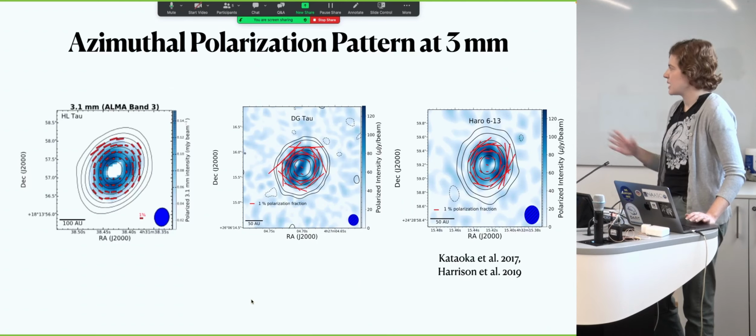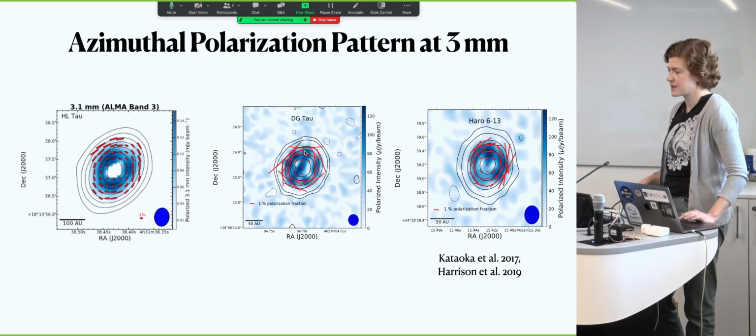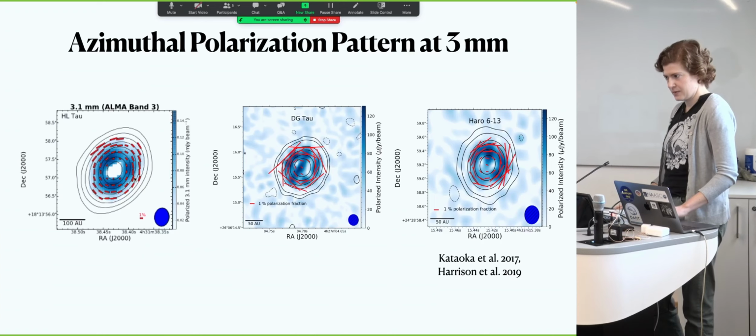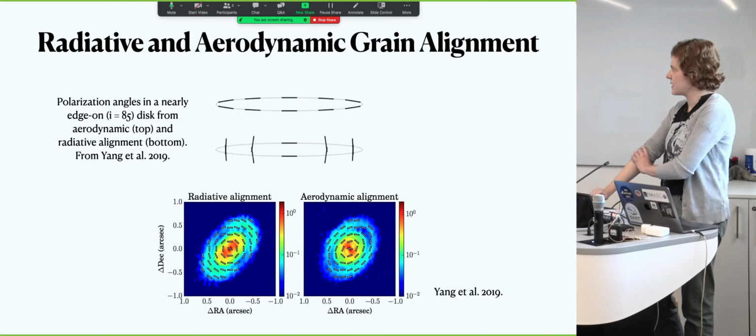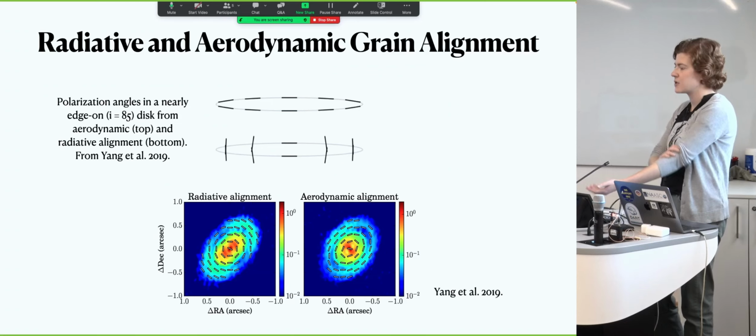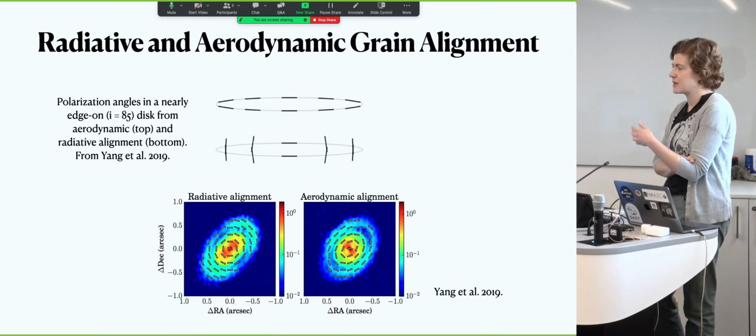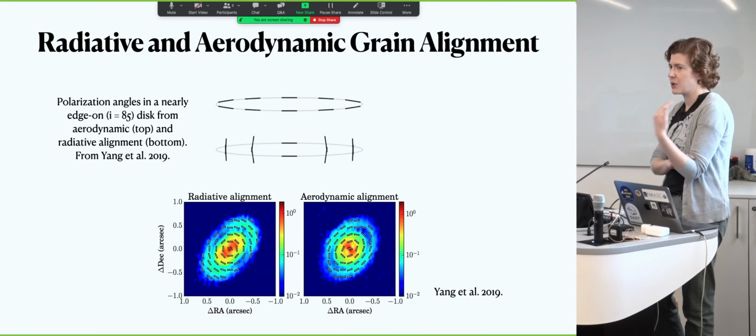So in addition to the type of polarization we observed at 870 microns, we see this very different polarization pattern in some disks at longer wavelengths, like 3 millimeters with ALMA, where the polarization vectors are kind of arranged azimuthally, and you have this ring of polarized emission. So a lot of the work that's been done to model that azimuthal polarization pattern has been considering some kind of way of aligning elongated dust grains that then emit polarized emission.